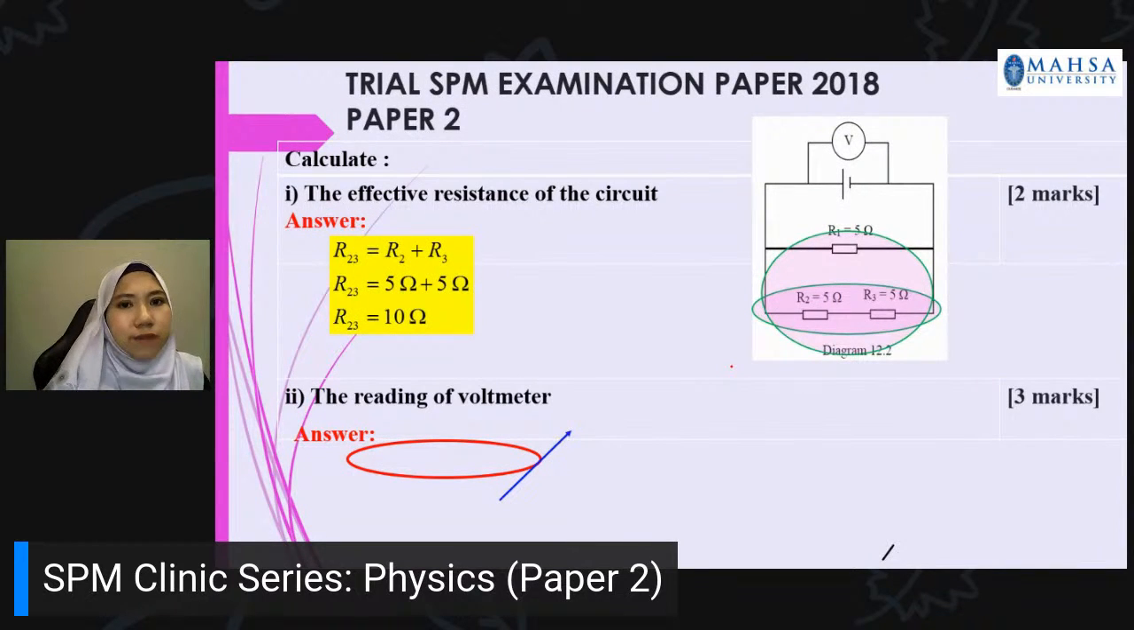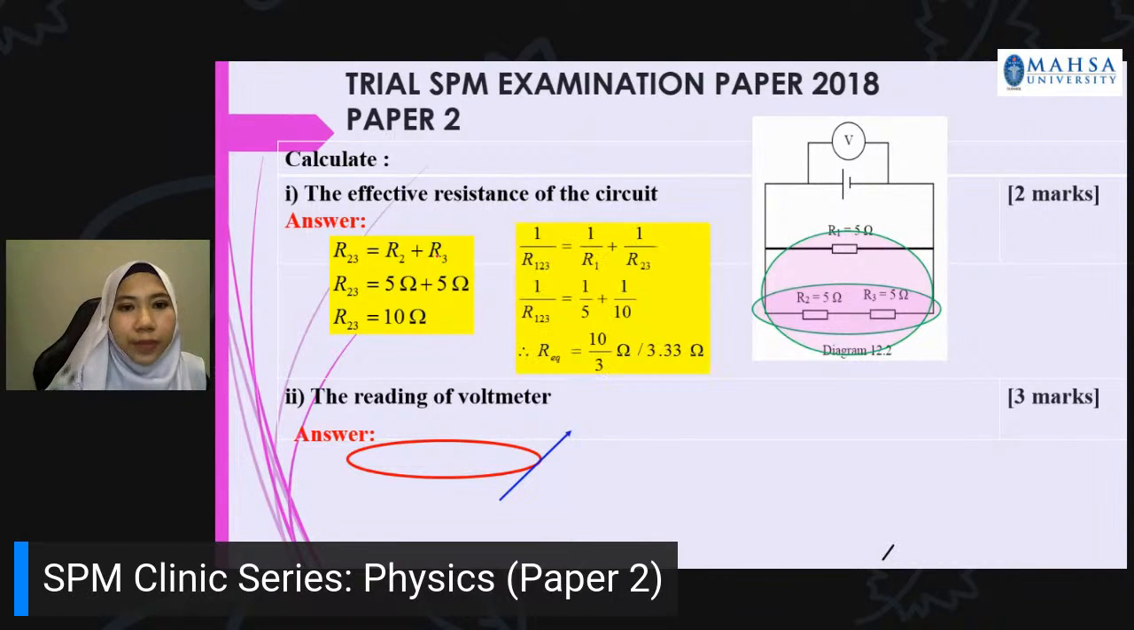So come up with the formula of the series and the parallel connection. R2 and R3 are in a series connection, so R2 plus R3, 5 plus 5, you get 10 ohm. And then next, by using the parallel connection equation, 1 divided by R equals 1 divided by R1 plus 1 divided by R2,3 here.